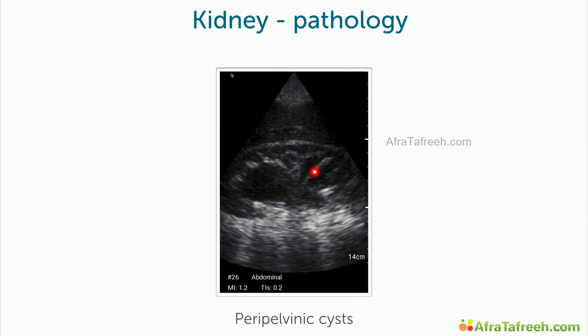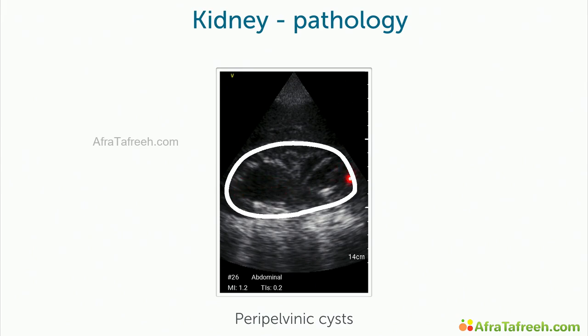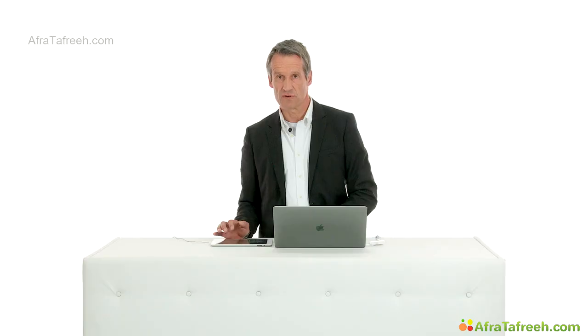But this here has not to be misjudged as a fluid collection in the kidney. This is a depiction of multiple peripyramidal cysts, which can be misjudged as a fluid collection and lead you into a wrong direction.